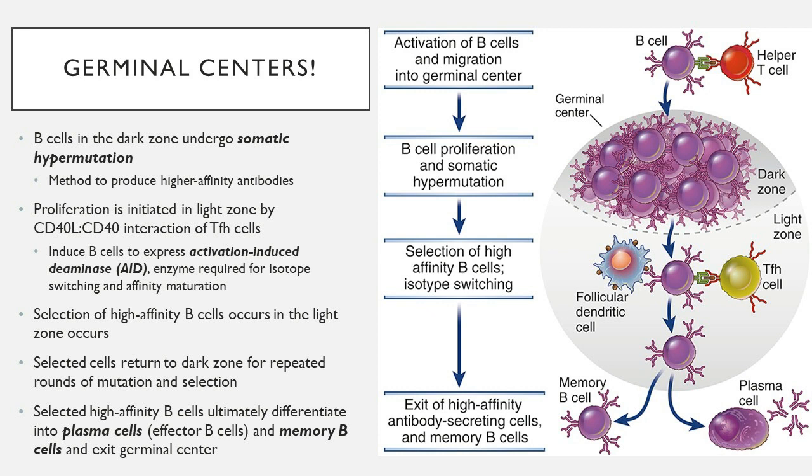Not only is this critical for B cell proliferation, but it also induces the expression of an enzyme called activation-induced deaminase, AID, which is required for both isotype switching and affinity maturation, which we'll talk about a little bit later.